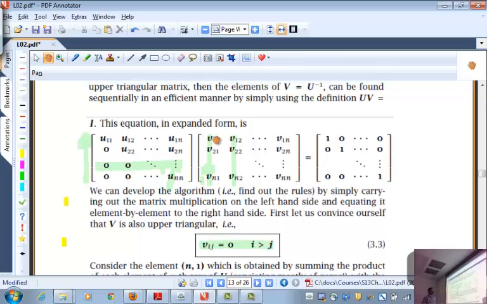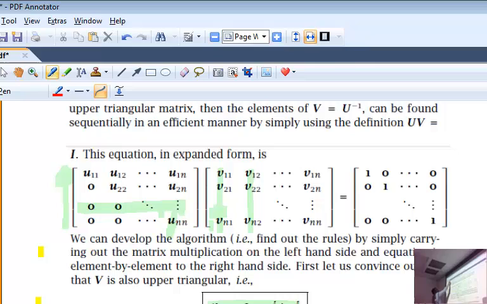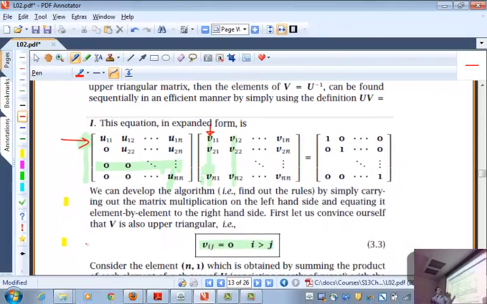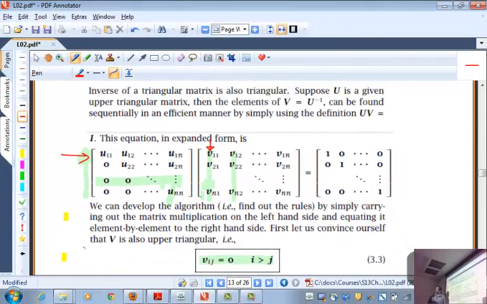So if you go to this row multiplied by that column, you will get U11 times V11 plus U12 times 0, because you already established that. So all the other elements get multiplied by 0. So U11 times V11 is equal to 1. So V11 is 1 over U11. So you do the same thing, the second row with the second column, third row with the third column, etc. So you'll find all the diagonal elements from that.